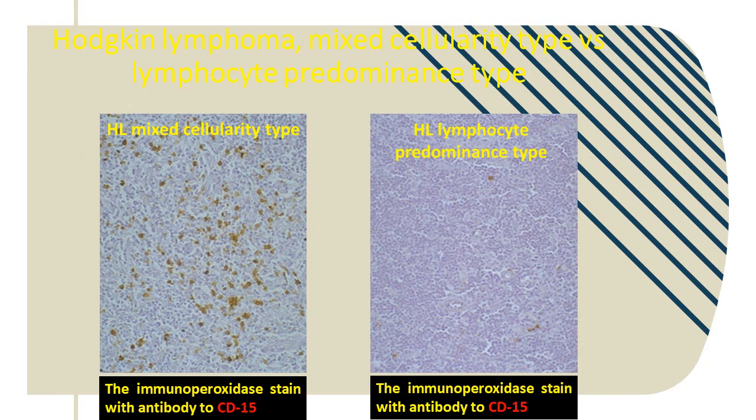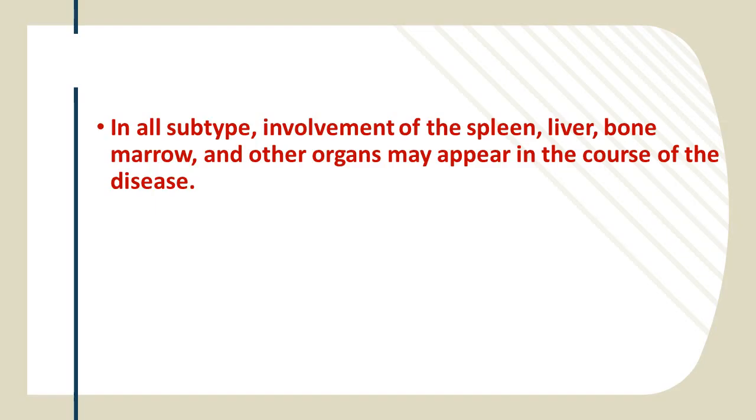These microscopic images show the immunoperoxidase stain with antibody to CD15, a marker for Reed-Sternberg cells and variants for Hodgkin lymphoma mixed cellularity type and Hodgkin lymphoma lymphocyte predominant type. Note the paucity of Reed-Sternberg cells with the CD15 immunohistochemical stain at the right. Regardless of subtype, the diagnosis rests on the definitive identification of Reed-Sternberg cells or variants in the appropriate background of reactive cells.